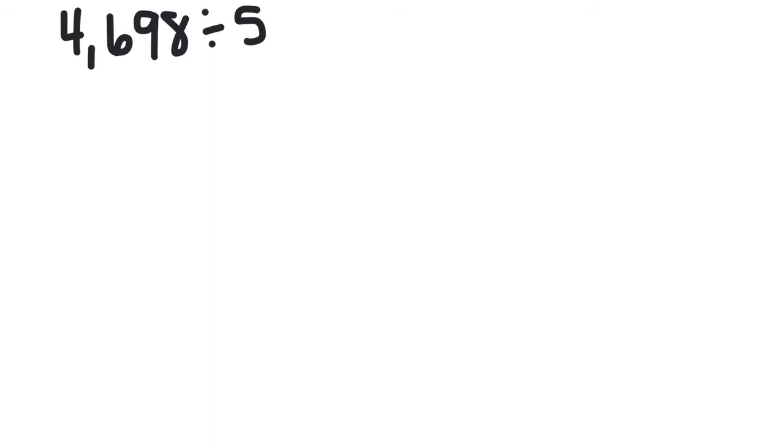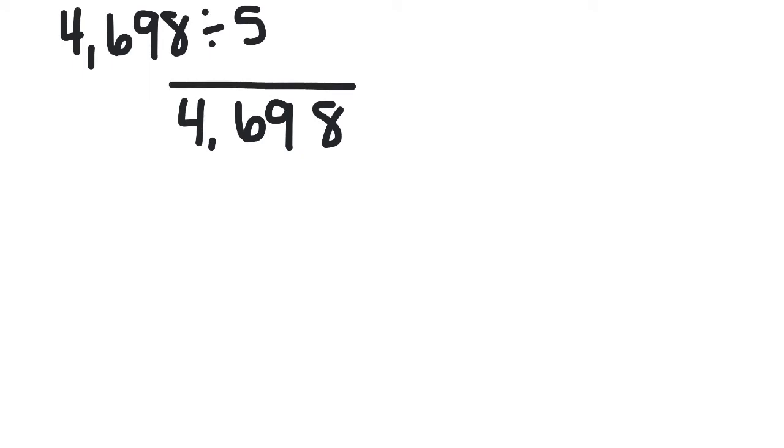This time we're doing 4,698 divided by 5. So we will set up our division. Divided by 5. Okay, so just like before, we are going to take our 5 and see how many times it fits into the 4. We're not going to worry about the 698. We're just looking at the 4 in the thousands place.